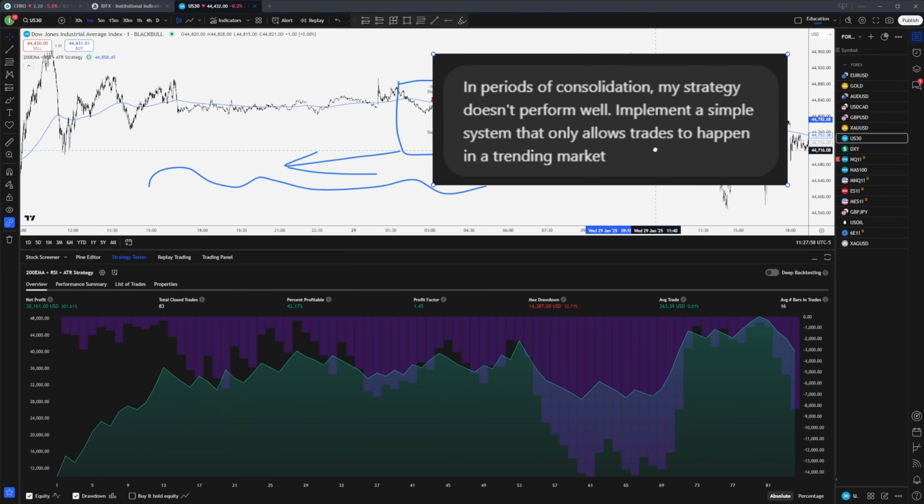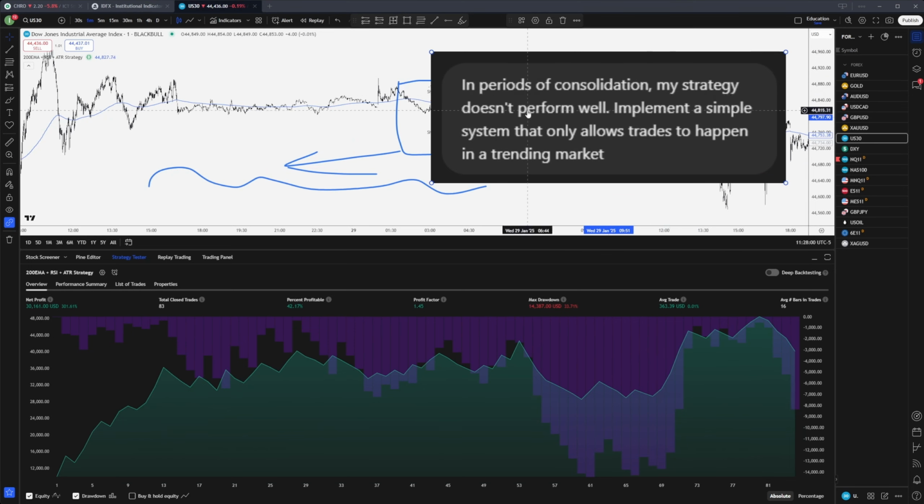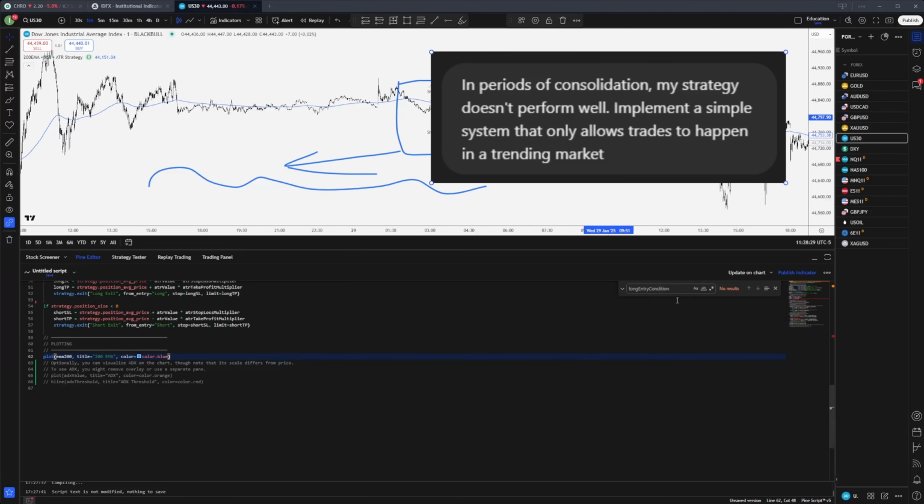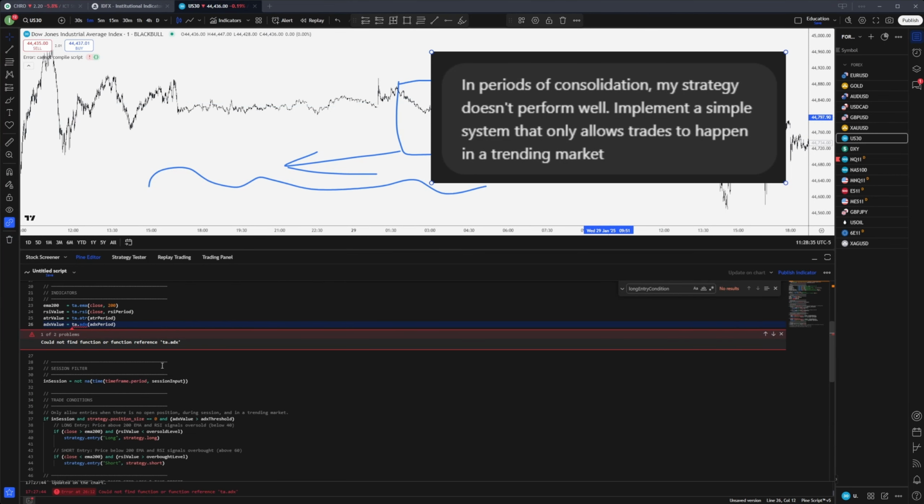I asked ChatGPT, in periods of consolidation, my strategy doesn't perform well. Implement a simple system that only allows trades to happen in a trending market. And it seems to have implemented the ADX indicator. And as we can see, we are getting an exception. And now this is where a lot of people are getting stuck, because if you paste this into ChatGPT right now, there is a chance that it's not going to be able to answer your question.